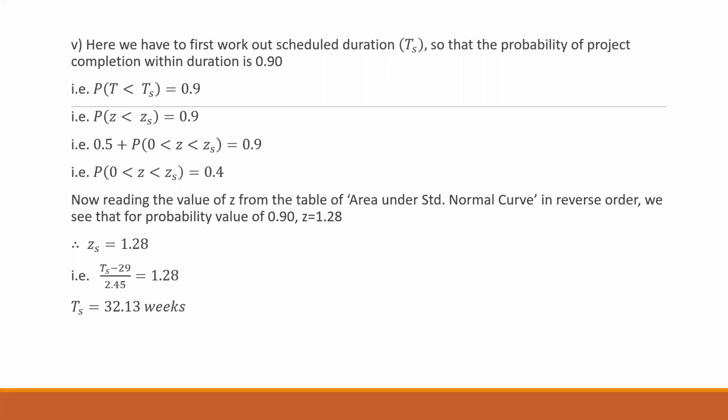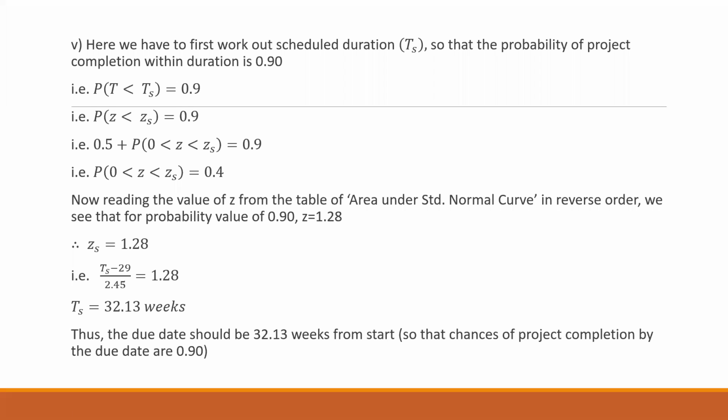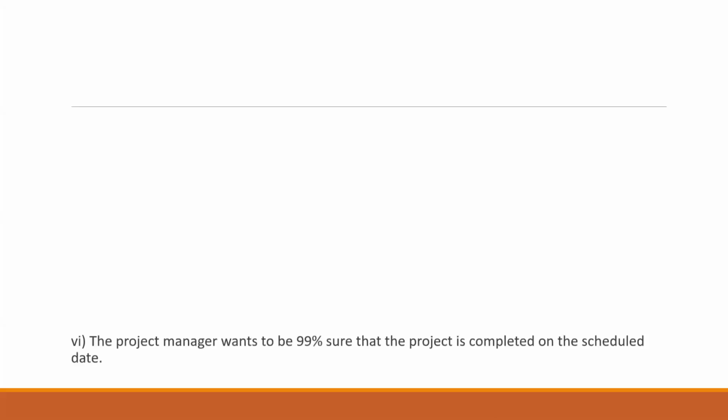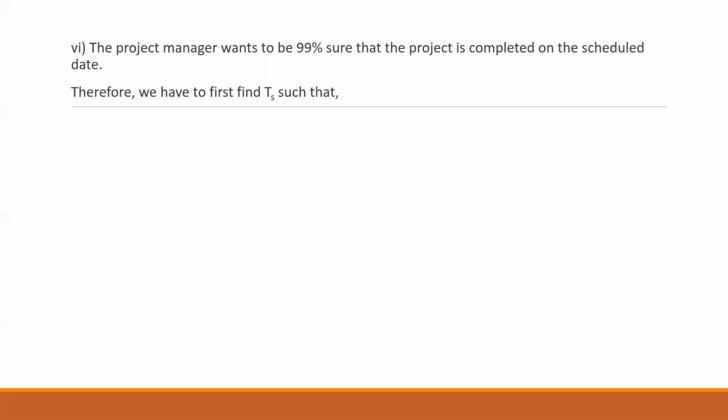So that means, again, considering the same type of equation, P(T less than Ts) equal to 0. This time instead of 0.9, it will be 0.99. And it is just similar to the one which we have done now. Let us see the sixth one. So if I consider 99%, I can write the probability as P(T less than Ts) equal to 0.99.